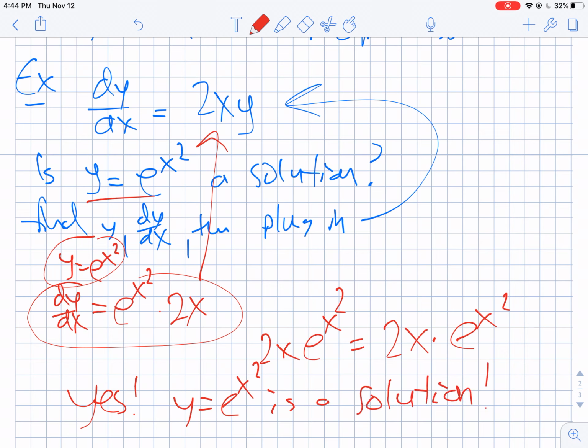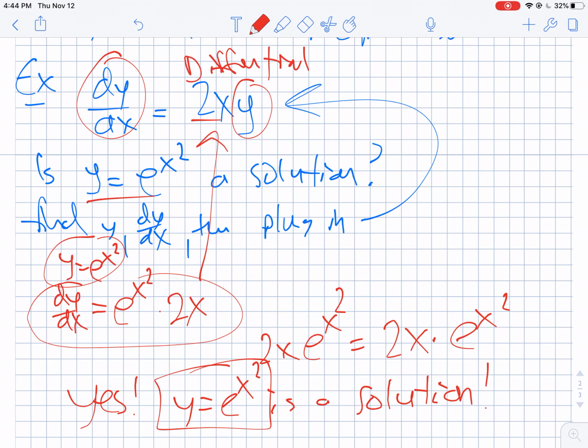Okay, so what that means is if you have the equation y equals e to the x squared, the slope of that equation is equal to 2x times that equation. And I showed that by plugging in the y and plugging in the dy/dx. And I got that the two sides of the equation were equal. So that means that this equation is a solution to this differential equation.